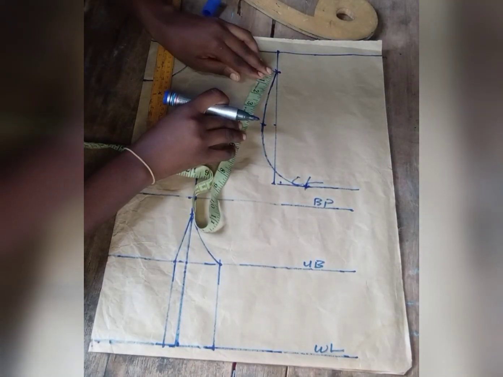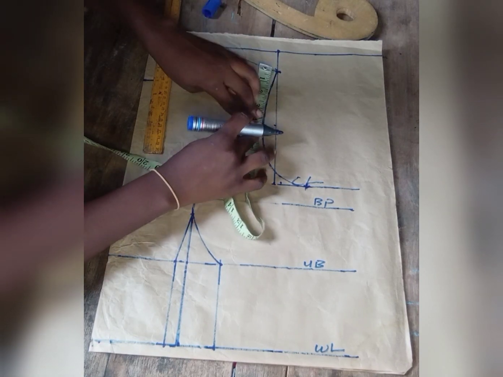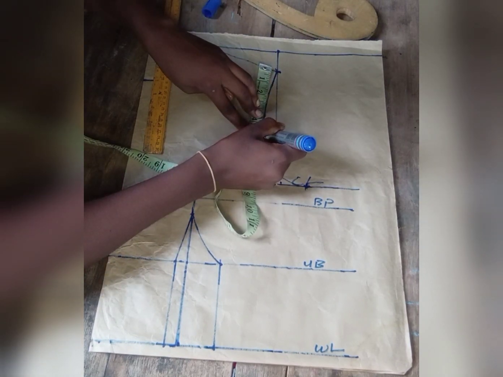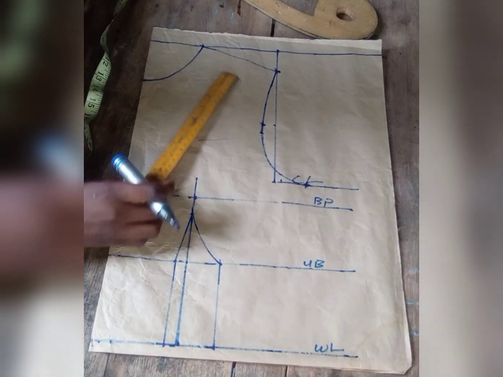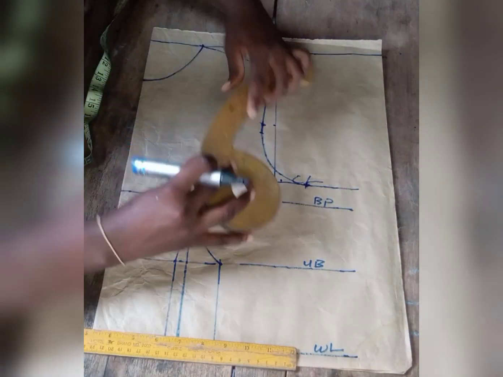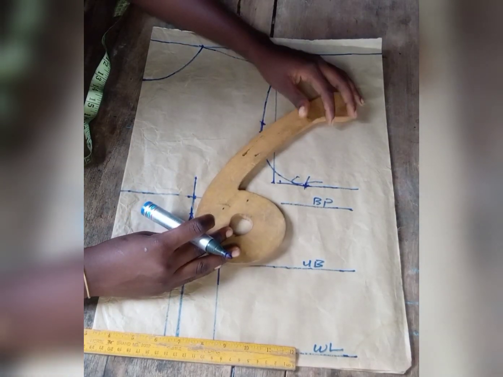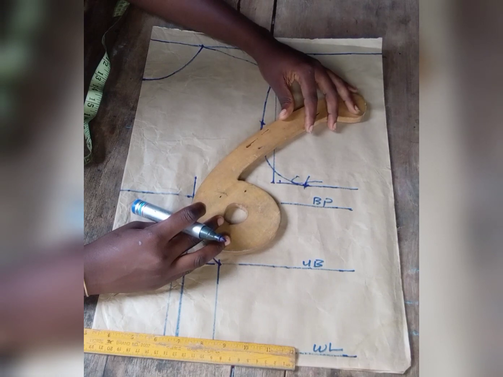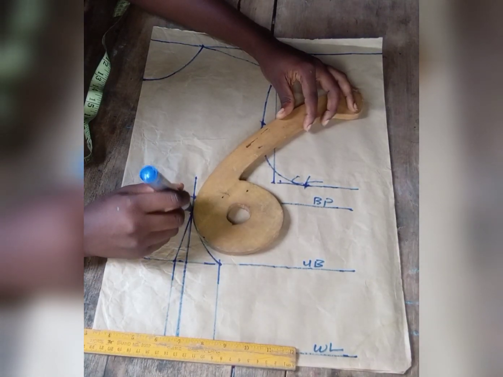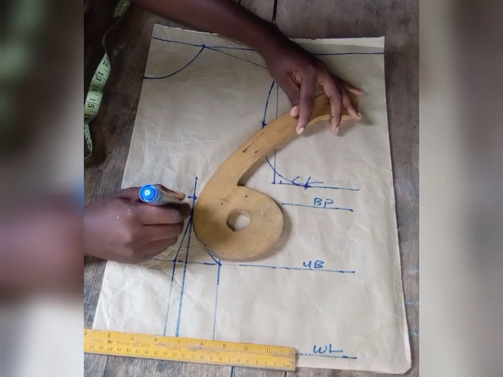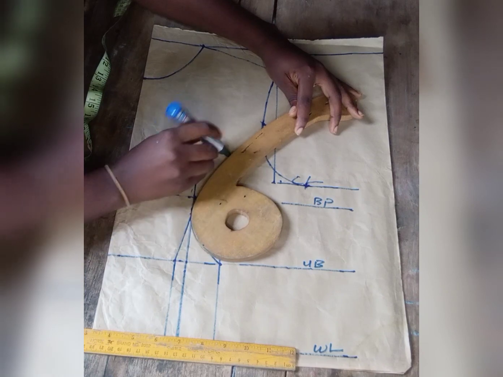So I've gotten mine. I'm just going to do it carefully. I've marked. Then I'm going to connect with my armhole curve. I was supposed to connect with my French curve, but I didn't have one. So I'm going to make do with this armhole curve. We just need a slight curve, not too deep. So I'm just going to do it like so.